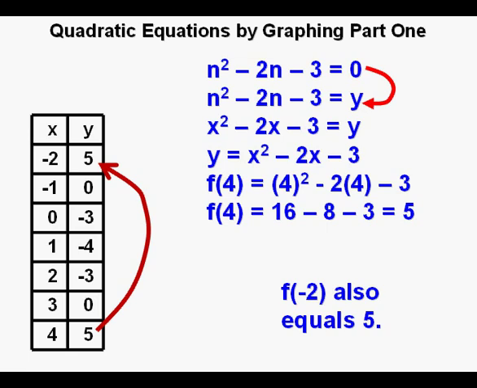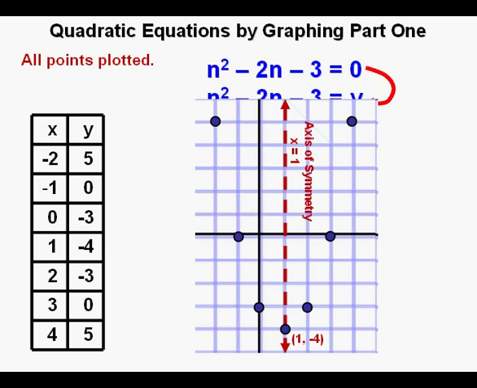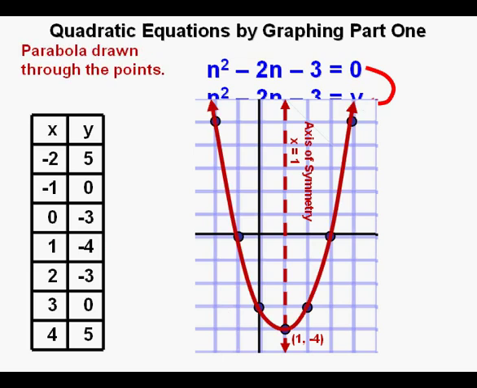He now gets his graph paper set up to plot the points. He sets up his axis of symmetry at x equals 1, and next we'll plot the starting point or vertex at 1, -4. And here are all the other points plotted. And here's the parabola drawn through the points.